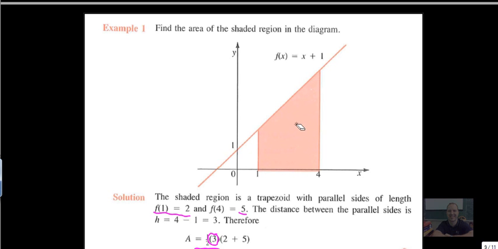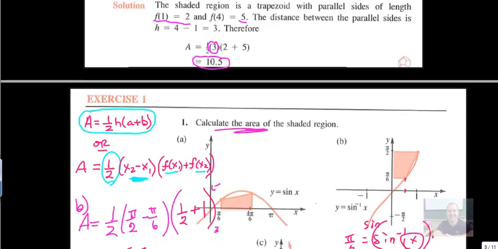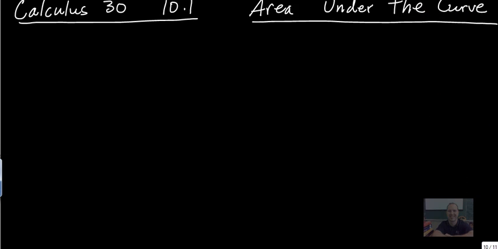The problem is, when this is not a straight line, this no longer is a trapezoid. So the trapezoid formula doesn't work. But the cool thing is that we can use calculus to find the area under a curve, even though this curve is not straight. And that's the basis behind what we're doing here in chapter 10, area under the curve.